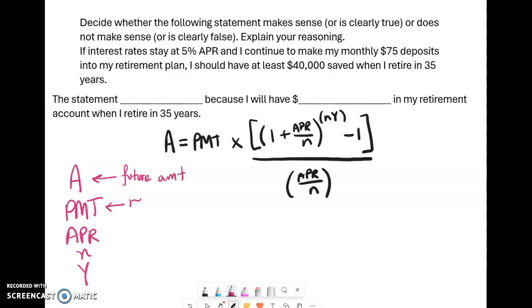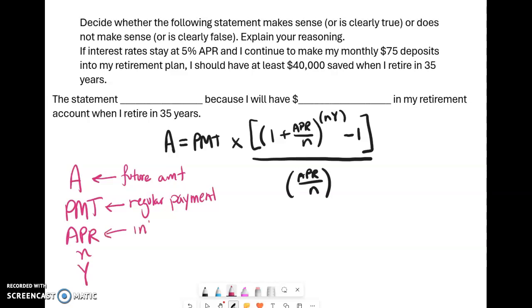The payment is the regular occurring payment. So if you are saving, putting aside $500 a month, a quarter, a year, that is your regular payment. If you're making the same payment every month, that is what payment stands for here.